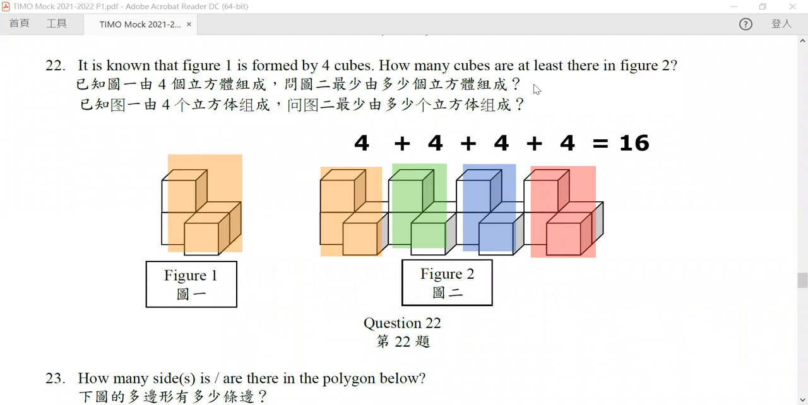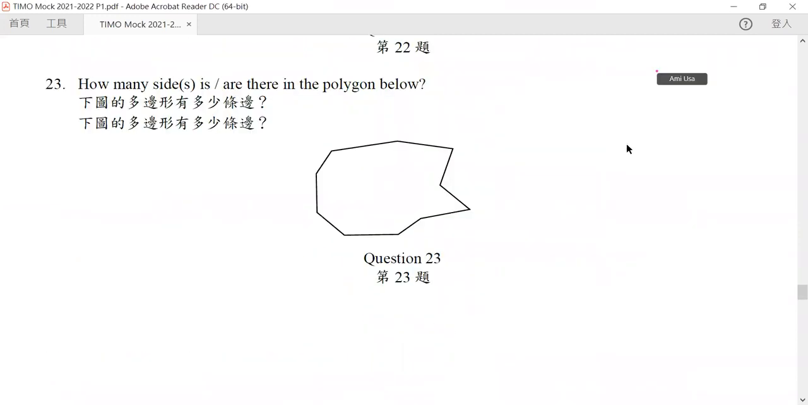For our next question, question number 23: how many sides are there in the polygon below? Now, again, we need to count it one by one, but this time you need to be very, very careful because the sides look exactly the same. So these are one, and this is the second one. This is our third. This is our fourth. Now I use different colors for this because they are very, very similar.